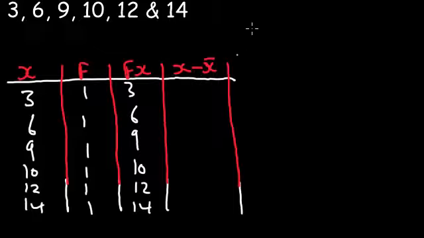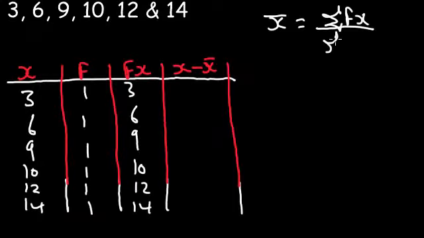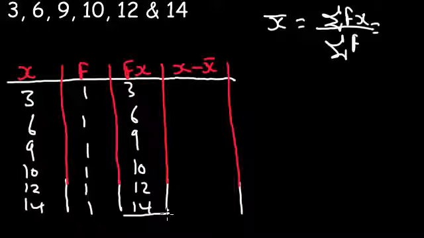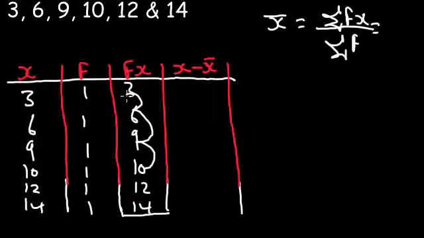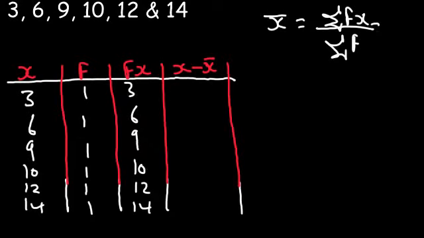Perfect. Now let's find the population mean. Population mean is simply equal to the summation of fx divided by the summation of f. So let's add the fx together. So what would that be? 3 plus 6 is 9, 9 plus 9 is 18, plus 10 is 28, plus 12 is 40, plus 14 is 54. So we have 54.